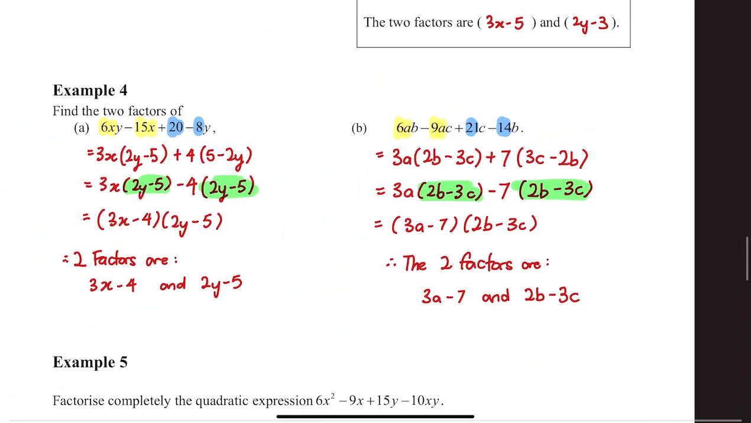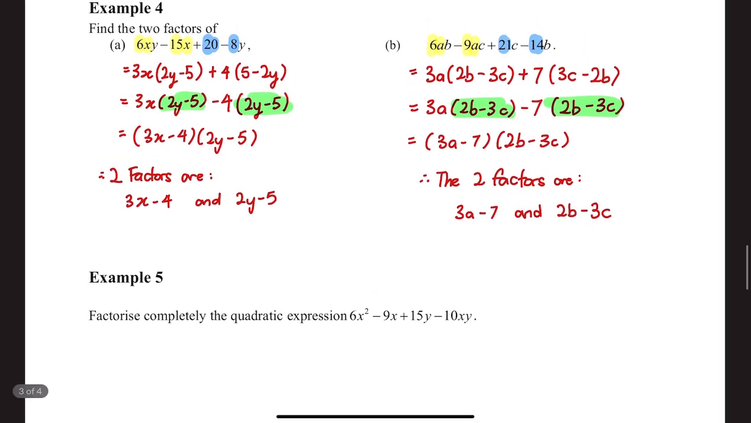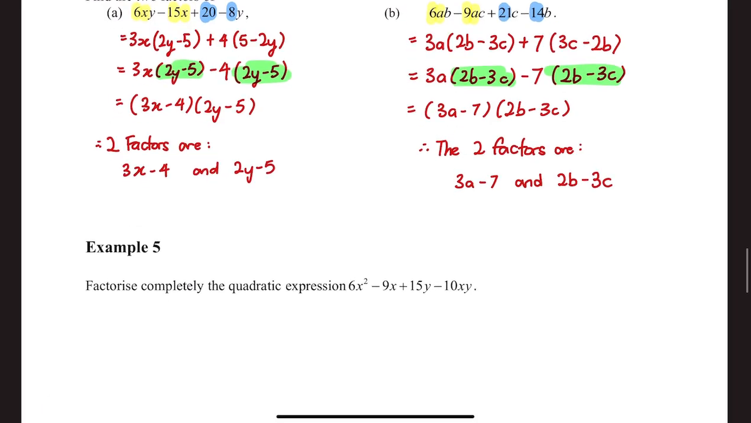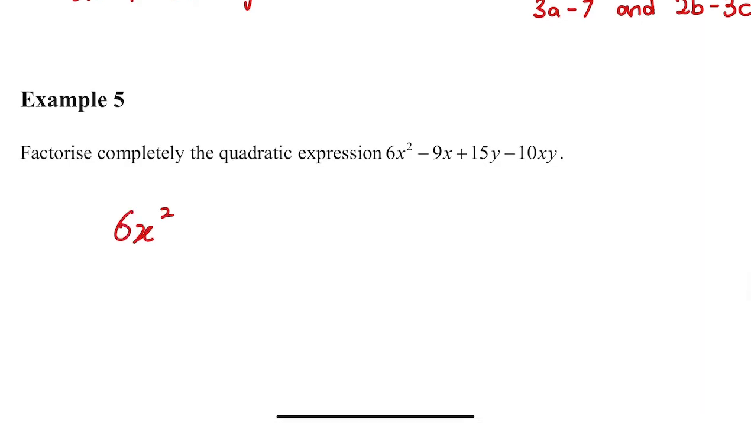Okay, all right, so you are left with two more examples, example 5 and example 6. Let's look at example 5 now. Example 5, factorize completely the quadratic expression over here. The steps are the same. Let's write out the terms first: 6x squared minus 9x plus 15y minus 10xy.